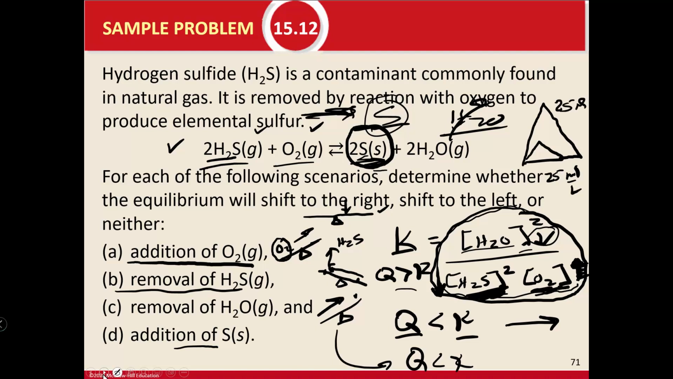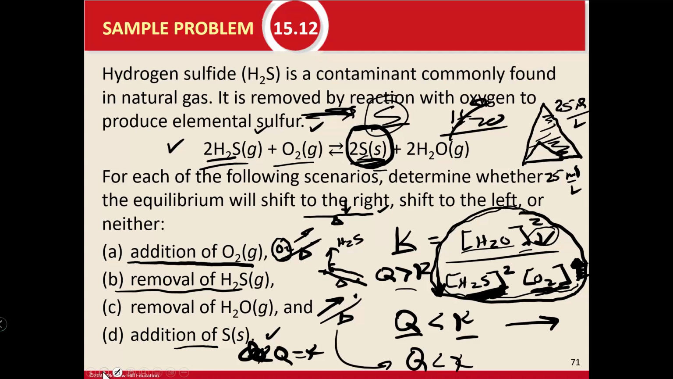liter. Because we increase the volume, we increase the number of moles, so the addition of sulfur has no effect on the equilibrium. Q is equal to K, if you want to think of it that way. There's no change. No shift. Neither. All right?